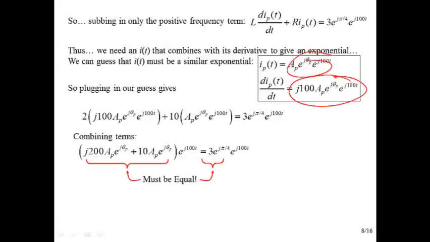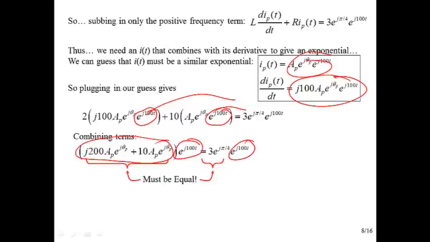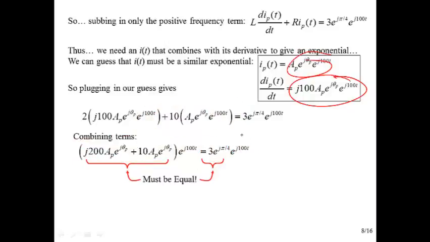We combine terms. We've got an e to the j100t and an e to the j100t, so both of those can get pulled out, and the stuff that's left is here. So now we see an interesting thing. We have an e to the j100t on each side. So the thing that's in front of the left-hand e to the j100t must be equal to the thing that's in front of the one on the right side. That's the condition for this hypothesized solution to really be a solution.